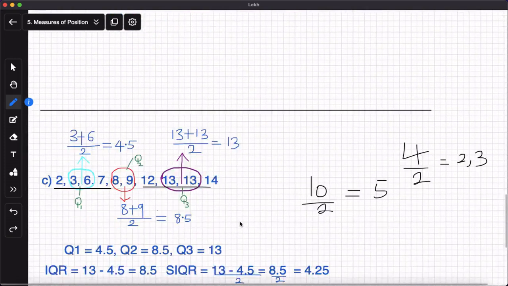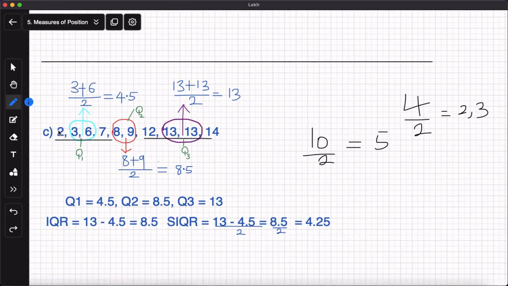The next data set has 10 observations, which is even. 10 divided by 2 is 5.